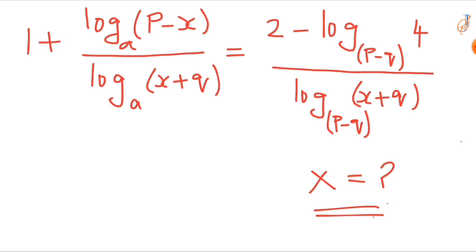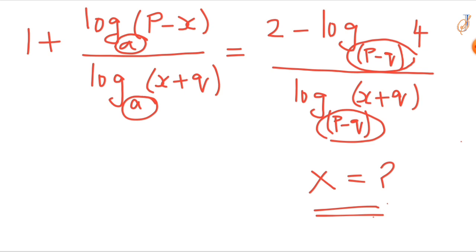On the left hand side, the numerator has a logarithm expression with base a, and the denominator also has a logarithm expression with base a. On the right hand side, we have a logarithm expression with base p − q, and the denominator also has base p − q. That means the left hand side and right hand side are in different bases. So if you try to solve all parts at a time, it is going to be a bit difficult. Let's break down the equation into smaller parts, then solve.